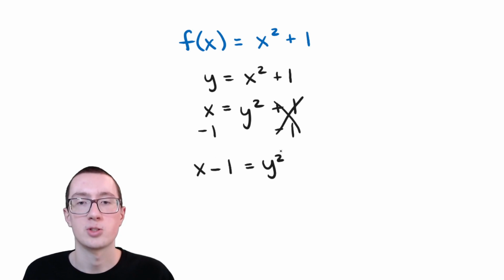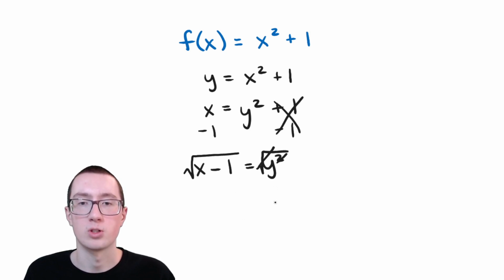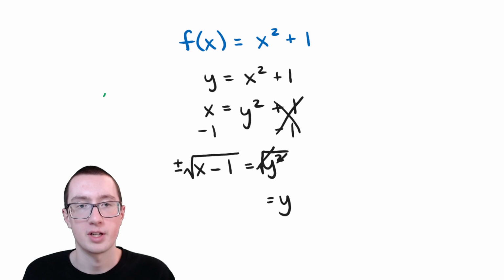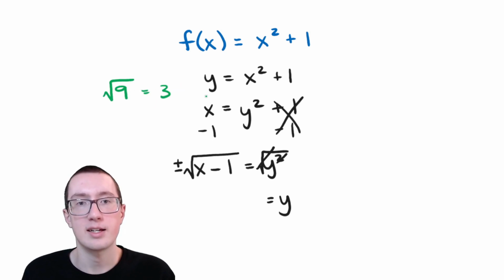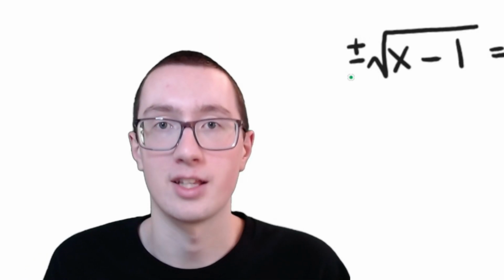And now we need to get rid of this squared that's on y. The opposite of squaring is square rooting. So we need to square root both sides. So the squared and the square root cancel out, and we're just left with y. But on the other side, the important thing to note here is that whenever you square root both sides of an equation, what you're really doing is plus or minus square rooting. And the reason for that is, for example, let's say we had the square root of 9. The square root of 9 is 3. But technically, minus 3 times minus 3 is also 9. So when we square root both sides of an equation, we need to do the plus and the minus version.